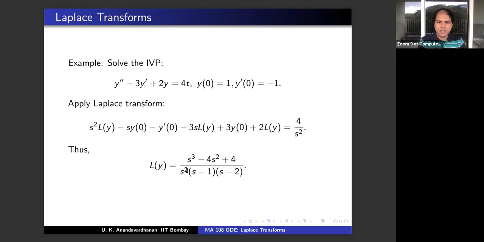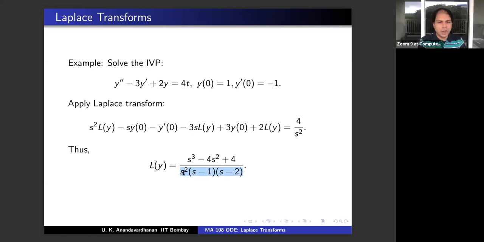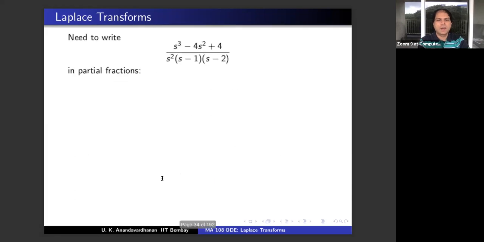L of y is this. You have to write this as partial fractions. This is your P and this is your Q. Can I directly apply P by Q prime here? No, because 0 is not a simple root. It is a double root. So I will apply my formula. Need to write this in partial fractions.